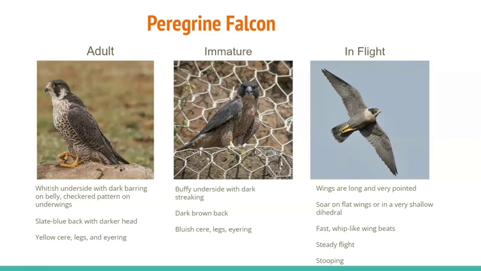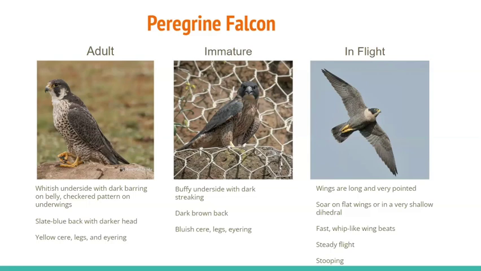So in flight, peregrines have a very distinct shape. Their wings are very pointed and very long. They tend to soar on flat wings or in a very shallow dihedral. And their wing beats are very fast and very, very whip-like, especially if they're starting to pick up speed to go into a dive. And it's a very steady flight. Even in heavy winds, they can really hold themselves in a solid direction, as opposed to our kestrel.